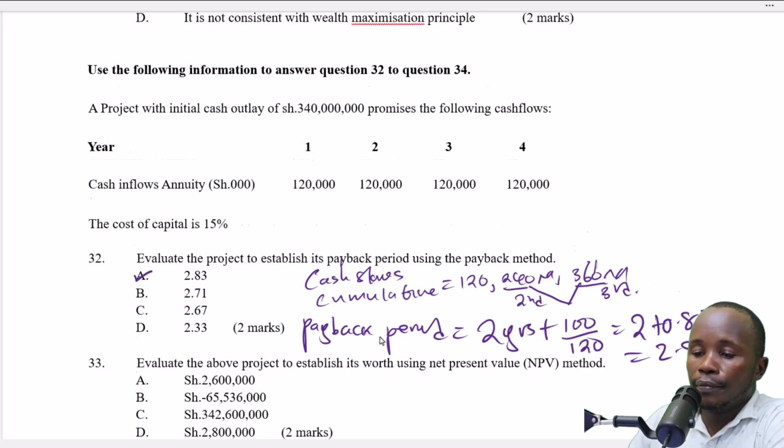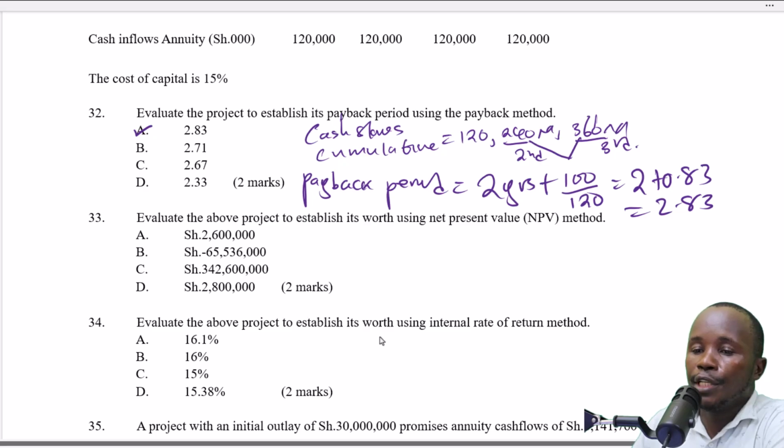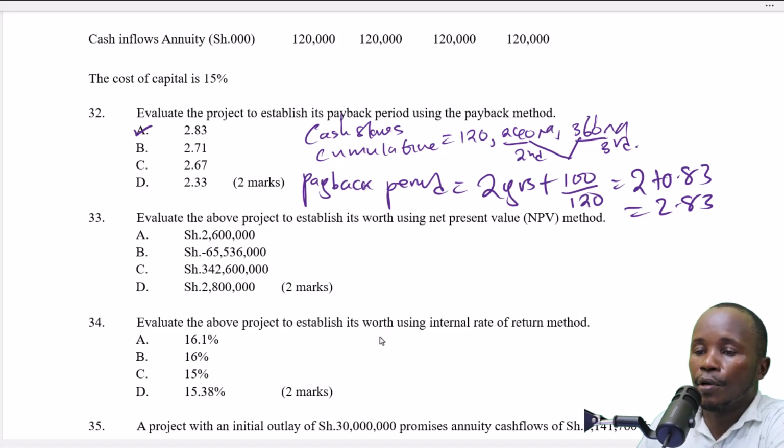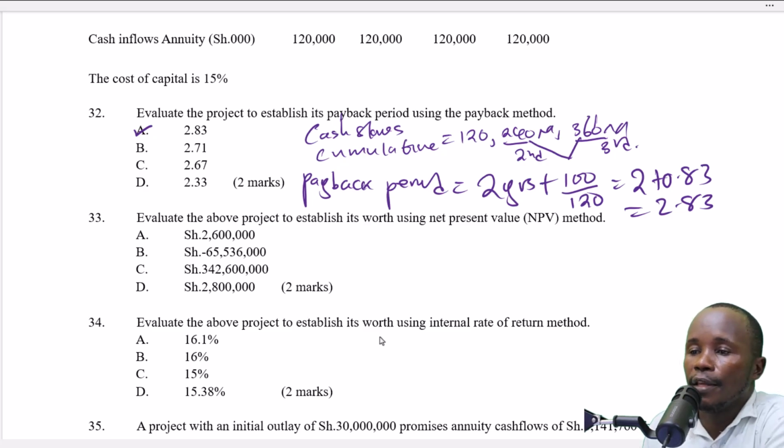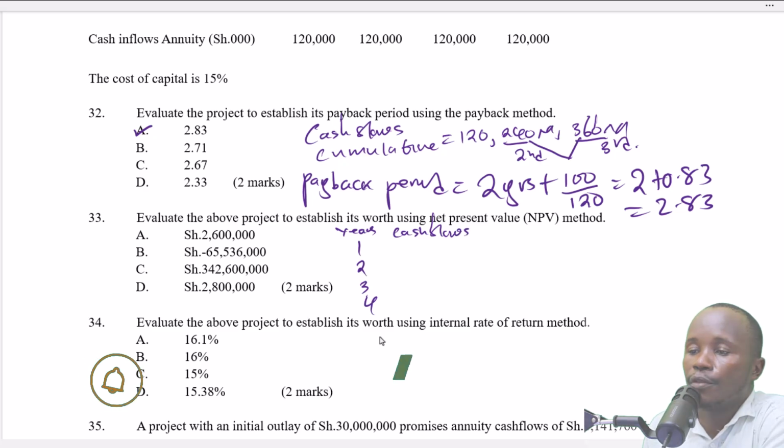Then you're told to evaluate the project to establish its worthiness using the net present value. What does that mean? It means I have to find the present values and subtract the initial investment. So in my workings here, there are 4 years: 1, 2, 3, 4. Cash flows, I have 120 million.